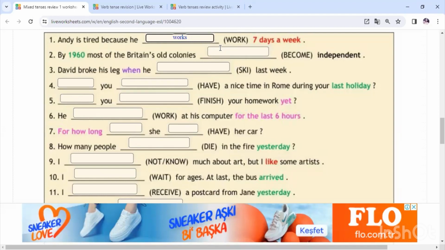We can say by 1960, most of the Britain's old colonies had become independent, because you can see before and after. Before 1960, they didn't become independent, but after 1960, they became independent. Also we use by with perfect tenses, mostly past perfect tense. So it's better to use had become. Had become. You can translate it.